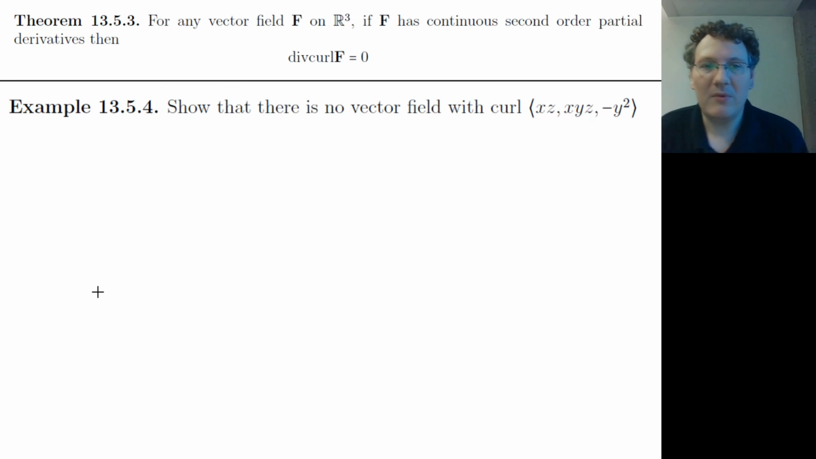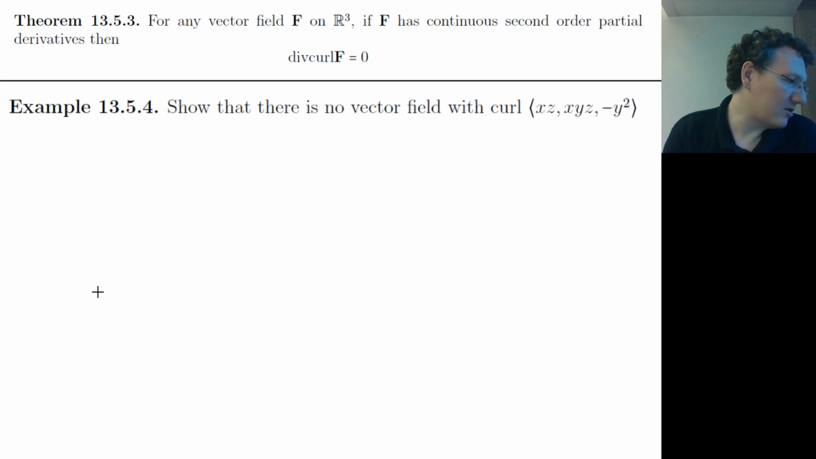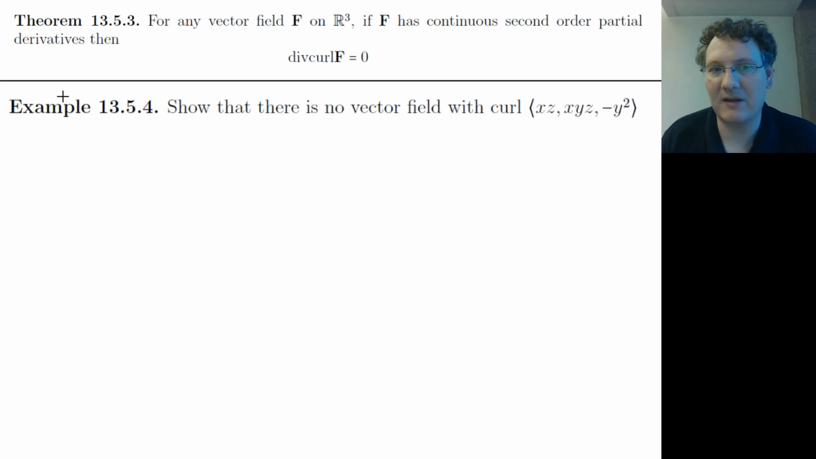There's a theorem: as long as your vector field has continuous second order partial derivatives, the divergence of the curl of the vector field will always be exactly 0. I'm not going to go through the proof of that here. I may do that in another video, but we can use this to show things. For example, we want to show that there's no vector field that has this curl.